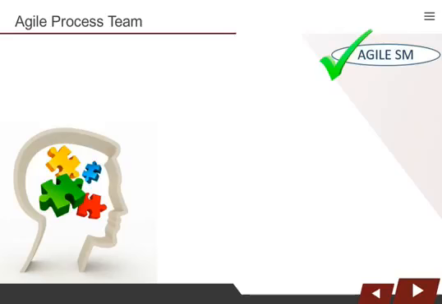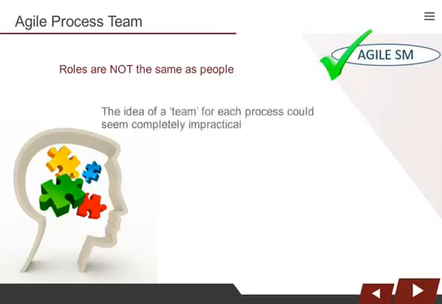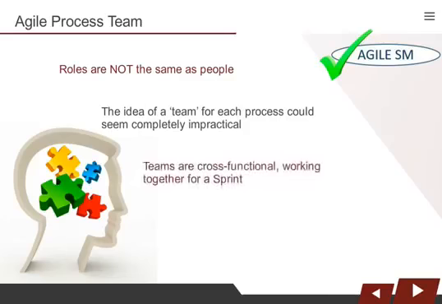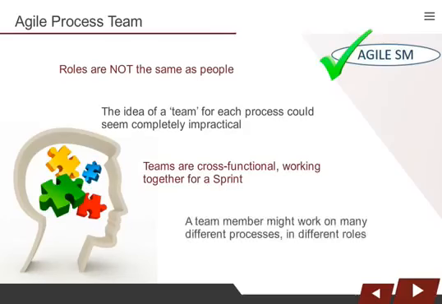There's an important point to note here about the differences between roles and people. Some organizations have dozens of service management processes. The idea of a team for each process could seem completely impractical. Remember, these teams are cross-functional, working together for a sprint. A team member might work on many different processes in different roles. A role should not be thought of as a person because a single person can have many roles.